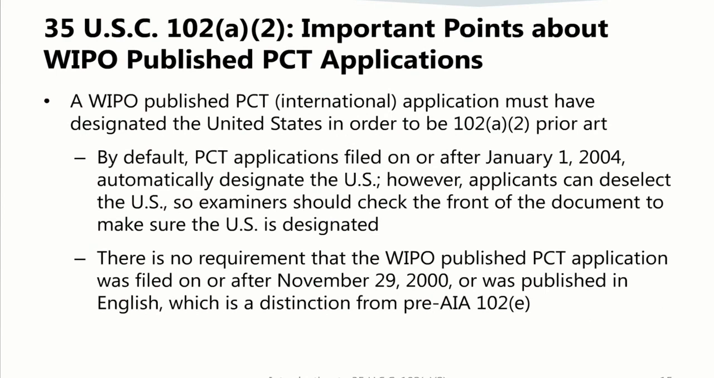Certain points should be reiterated and emphasized concerning WIPO-published PCT applications. In order to qualify, a WIPO-published PCT application must have designated the United States in order to be 102(a)(2) prior art. Applications filed on or after January 1, 2004 automatically designate the U.S., but applicants can deselect the U.S., so examiners should ensure designation by checking the front of the document. Under AIA 102(a)(2), there is no requirement that the WIPO-published PCT application was filed on or after November 29, 2000, or was published in English.